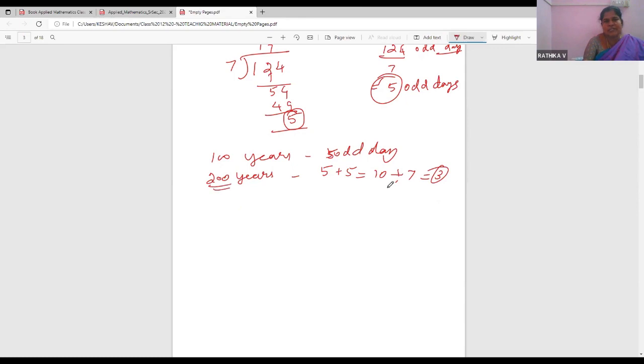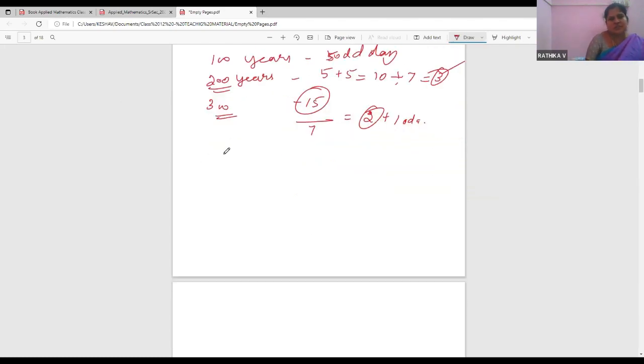So in 200 years, there are 3 odd days. And 300 years means you take 15 odd days, divided by 7. So it is 2 complete weeks plus 1 day remaining. So in 300 years, 1 odd day is there. This calculation only we are going to use.